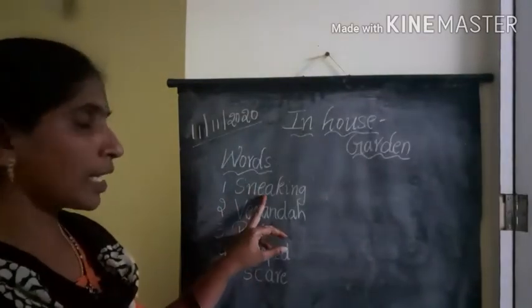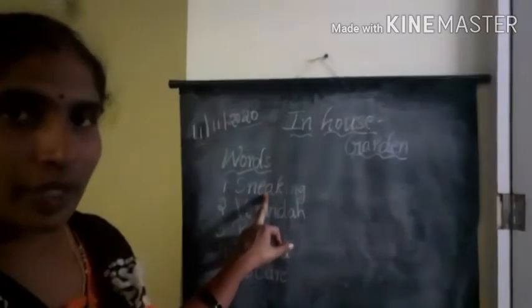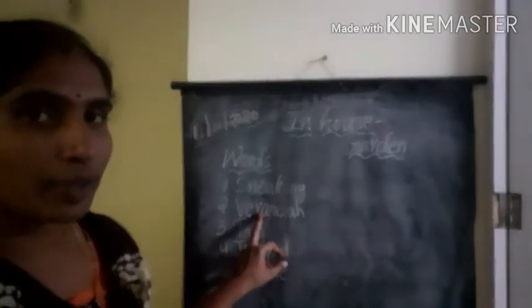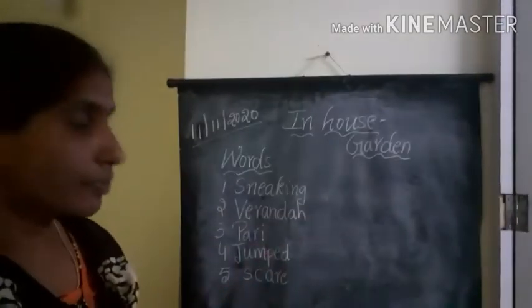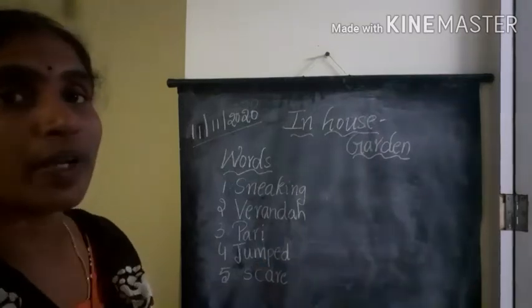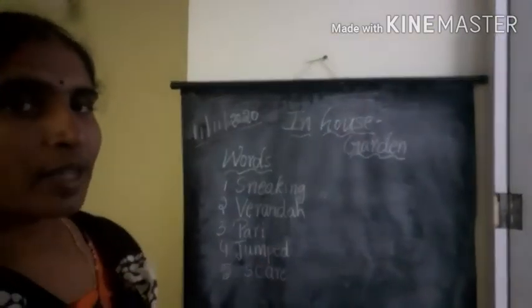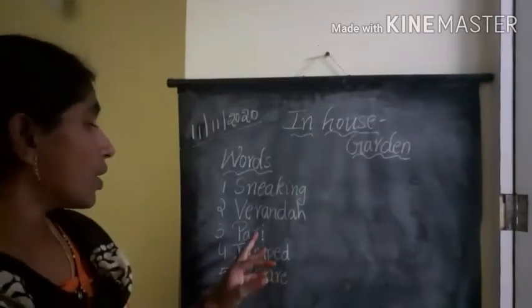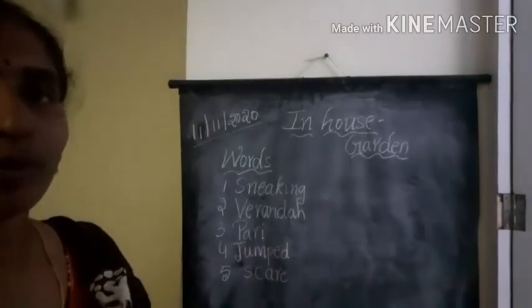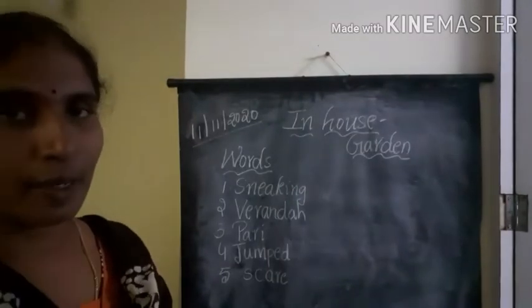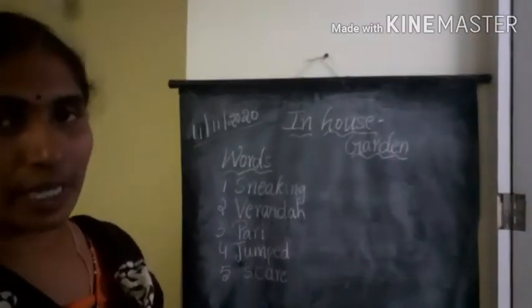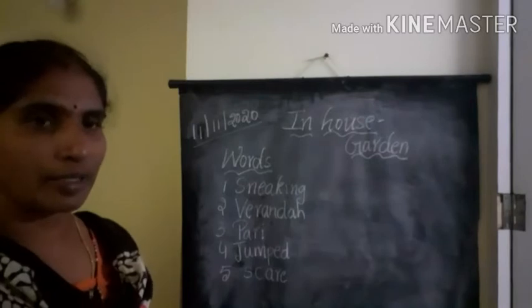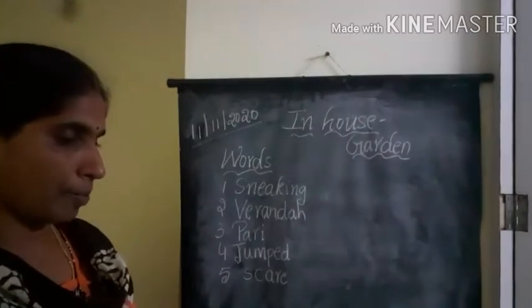So who was sneaking? Yes, Pari was sneaking and she is walking through the veranda where she was jumping on the small plants and making the sound of bow wow. And whom does she want to scare? Yes, she wants to scare grandma.